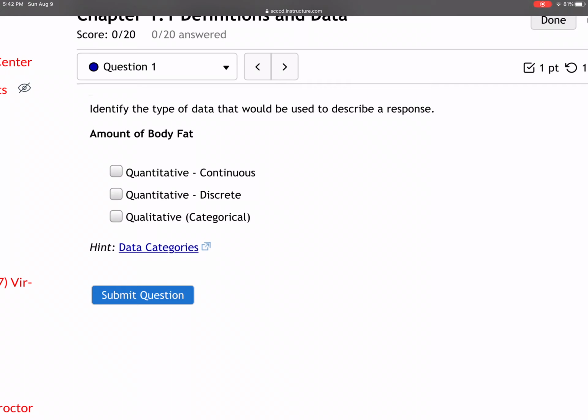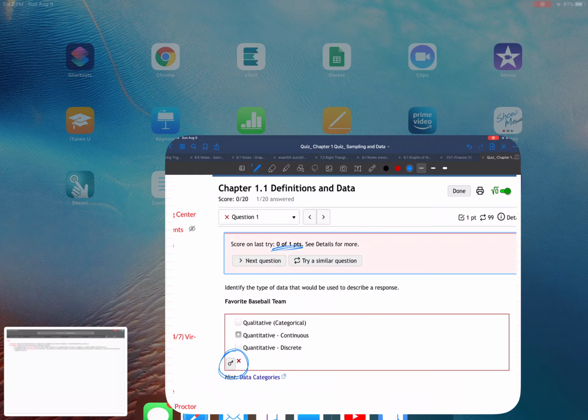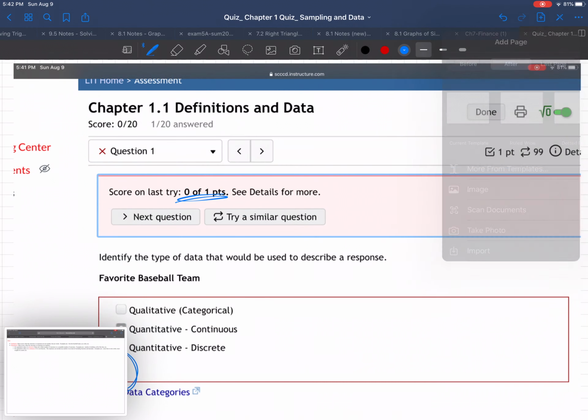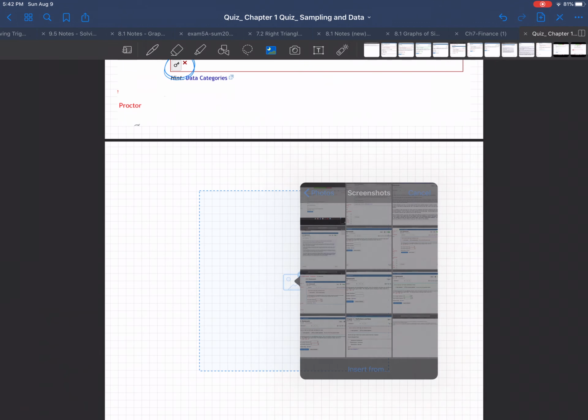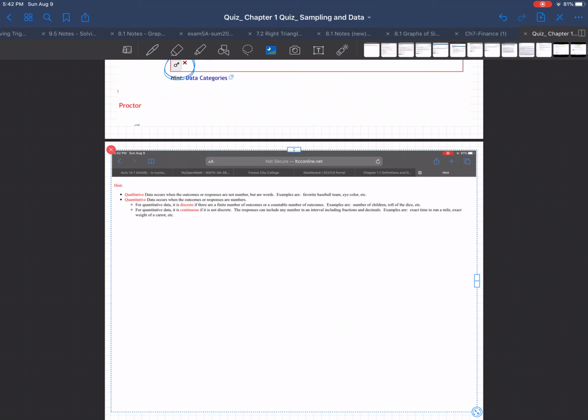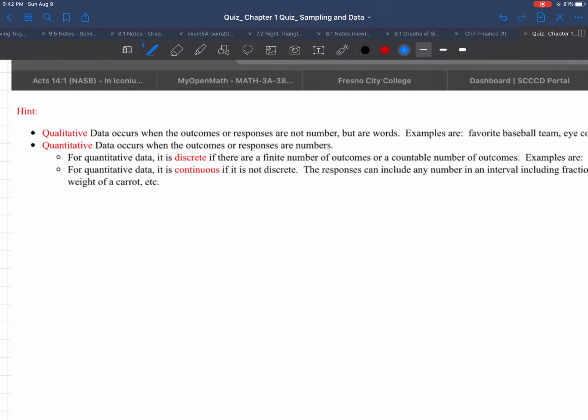Here's a hint. Let's click on the data categories hint. That's nice. Qualitative data, quantitative data. So discrete, if you can see that writing up at the top there, and continuous if it's not discrete. Let me bring that over where I can show it to you better. Okay, up there. So that hint is very helpful.